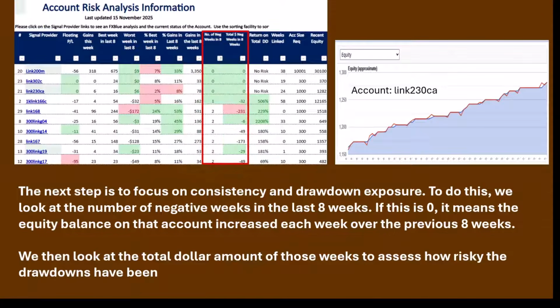So there's a number of accounts there that have not had a negative week in the last 8 weeks. That is a factor that we take into account, and you can sort this column and it goes down like that. There's 2 weeks and so on.